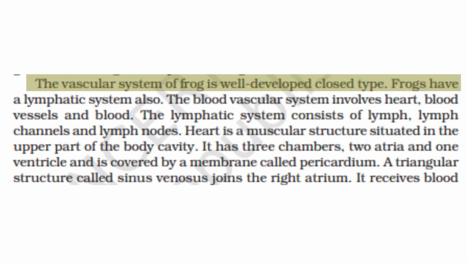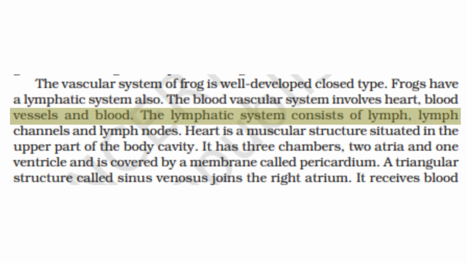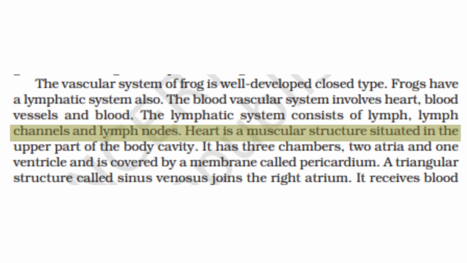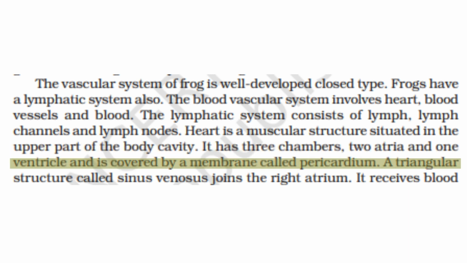The vascular system of frog is well developed, closed type. Frogs have a lymphatic system also. The blood vascular system involves heart, blood vessels, and blood. The lymphatic system consists of lymph channels and lymph nodes. Heart is a muscular structure situated in the upper part of the body cavity. It has three chambers, two atria and one ventricle, and is covered by a membrane called pericardium.